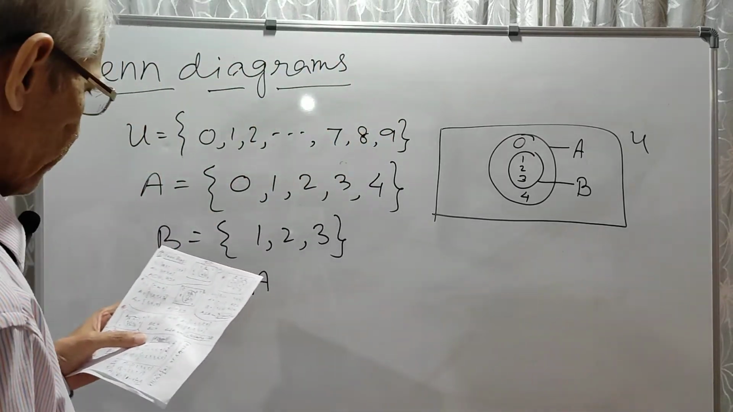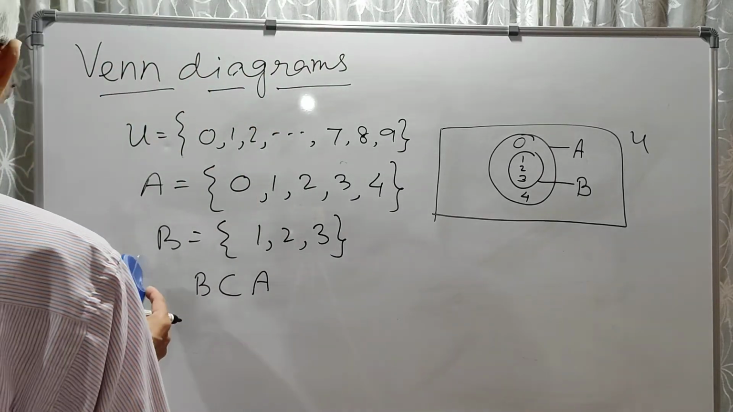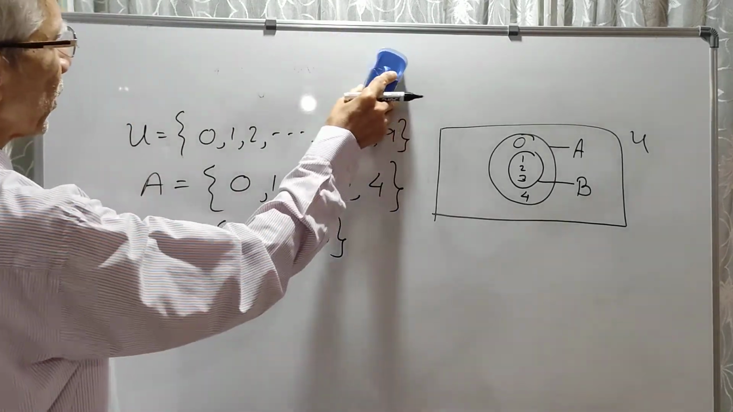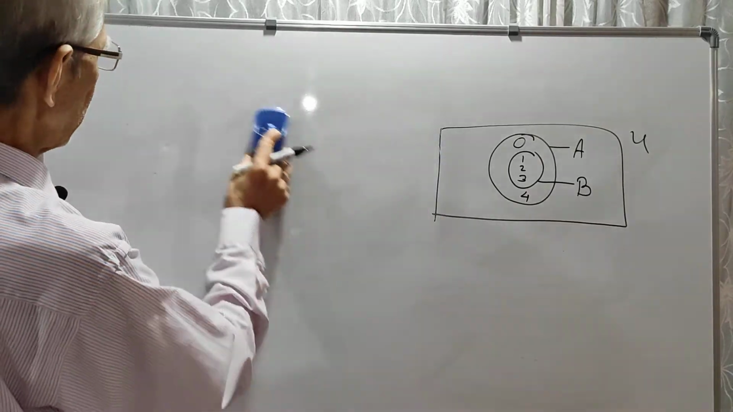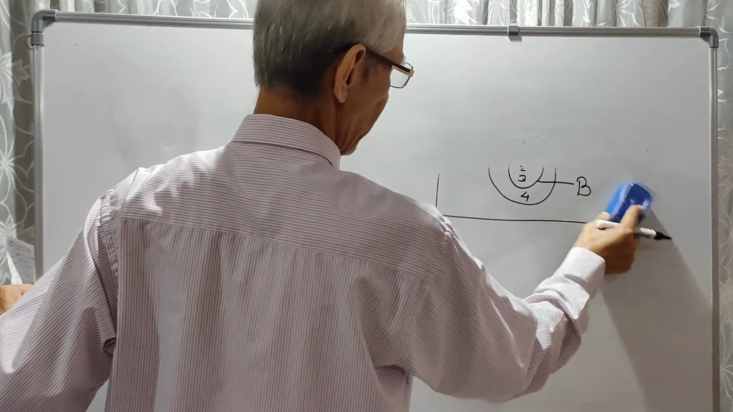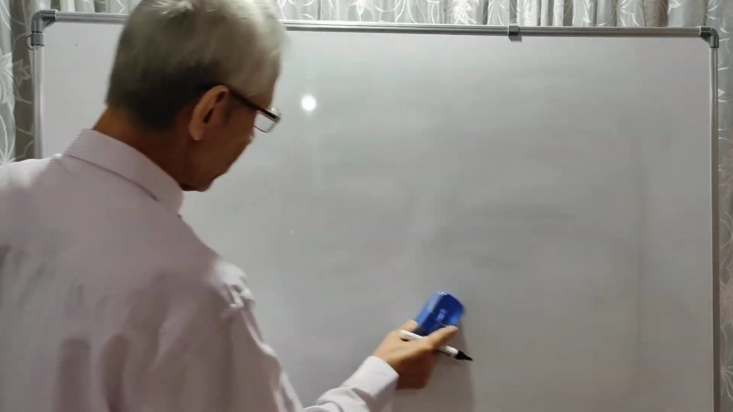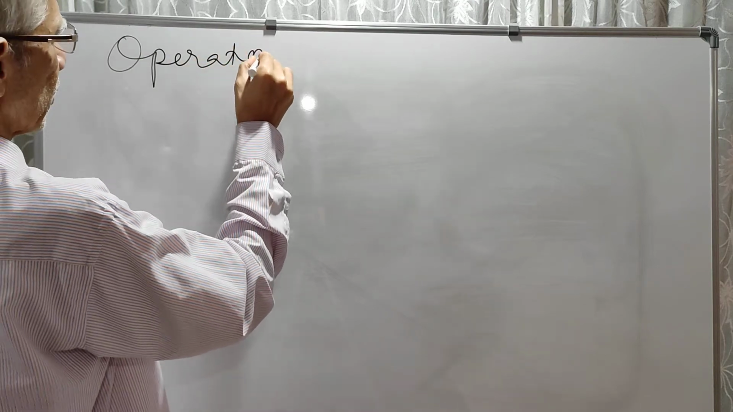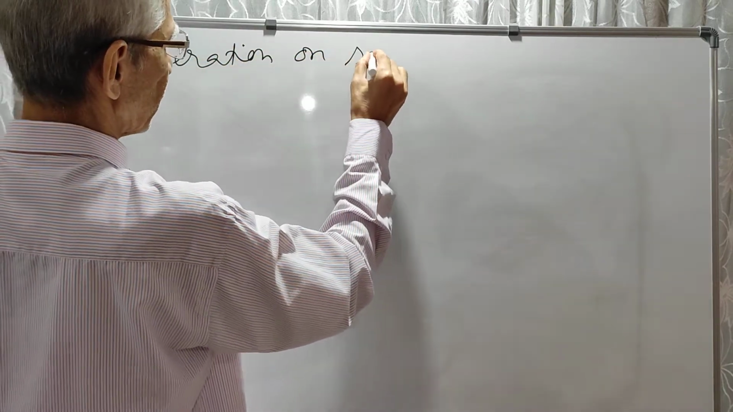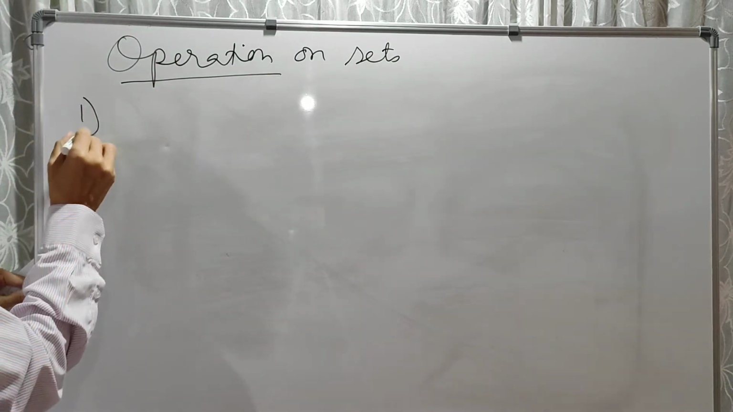All right. Now we'll discuss operation of sets. Now, operation of numbers, you know, addition, subtraction, multiplication, division. Those are various operations of numbers. Now we'll see operations on sets. The first one is union.